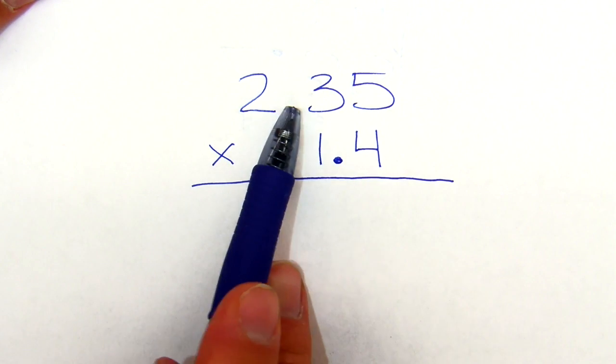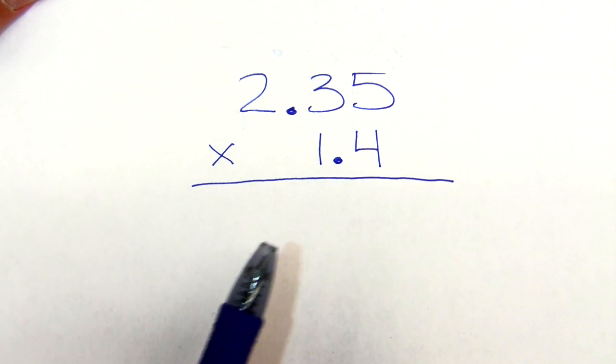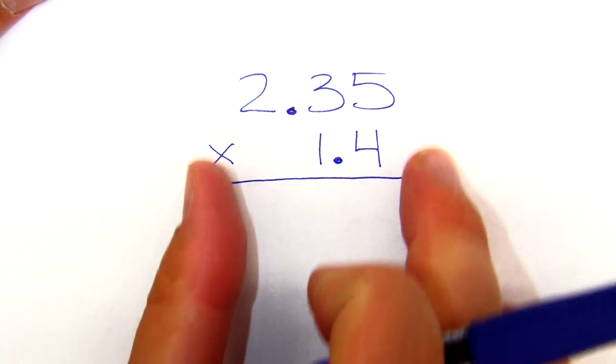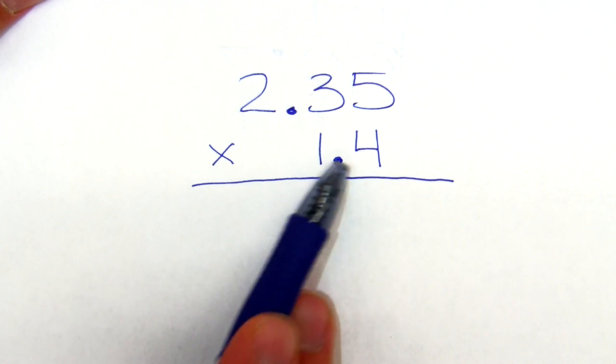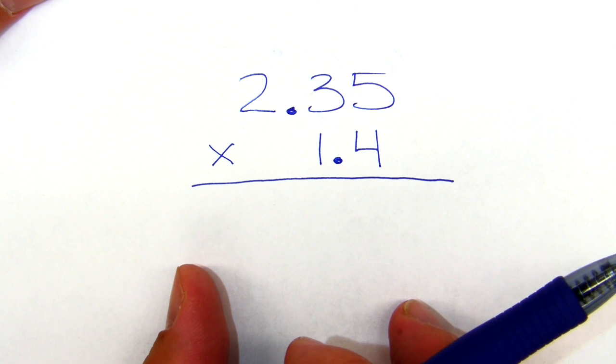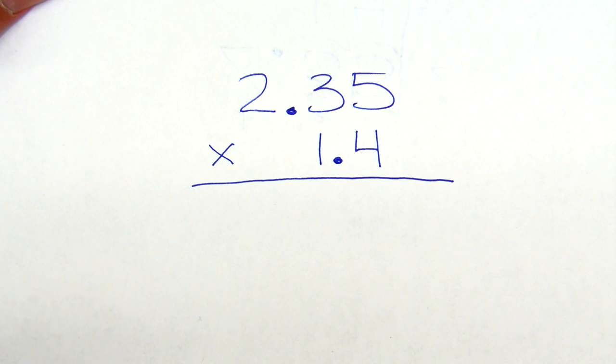We totally ignore that the decimals are even there. We're gonna ignore those decimals until we get way down at the bottom, and then we're gonna figure out where the decimal goes, right? So set it up, pretend those decimals aren't even there, and then when we get our final product, we'll figure out where to place the decimal, right?